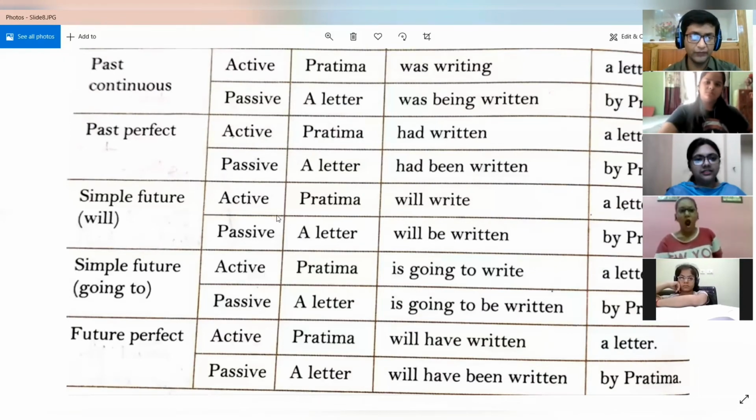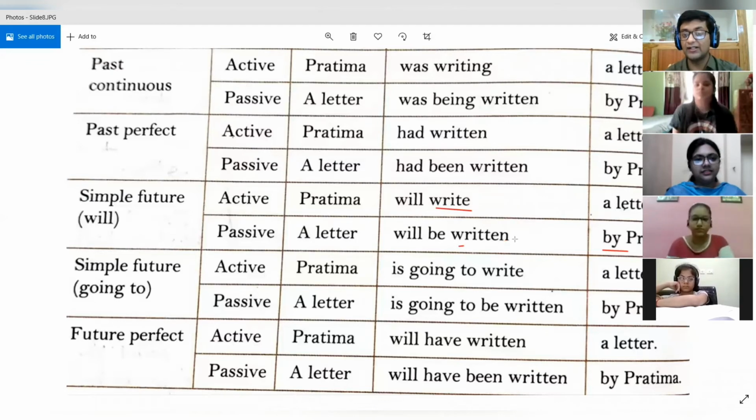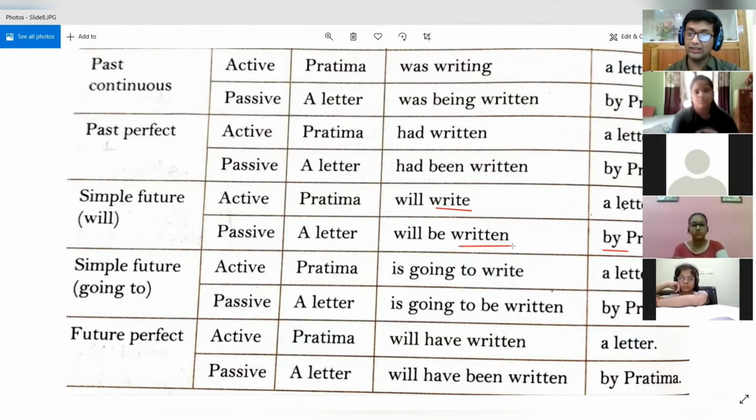Now we will see the future tense. So you can see, Pratima will write a letter. Again, you will find that a letter has come into the subject's place, Pratima has gone into the object's place, and by has been inserted before the object, that is Pratima. So all these things are just the same. Write has been changed into written, that is the third form of write. So all the three rules are again the same. But will has been changed into will be for the simple future tense.